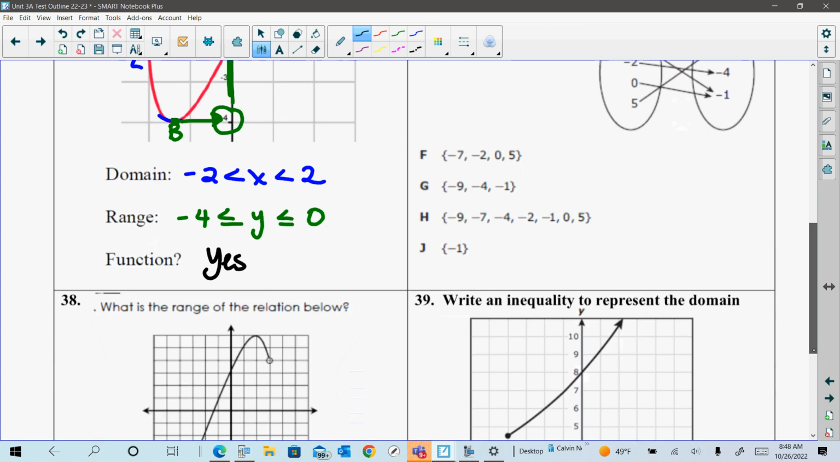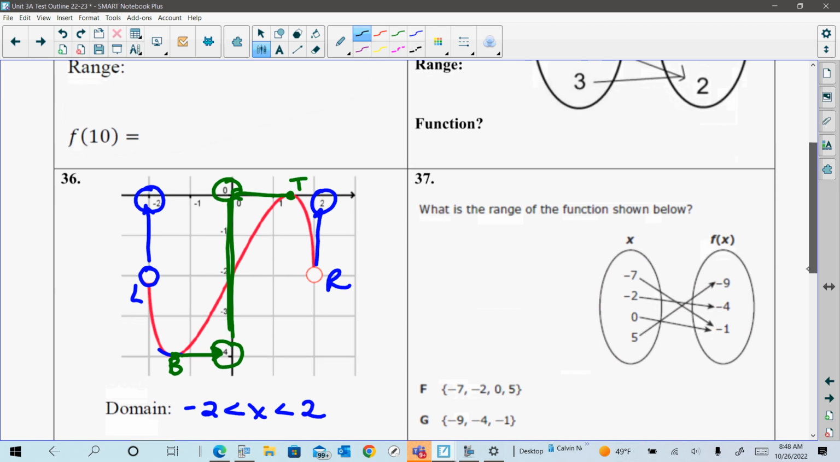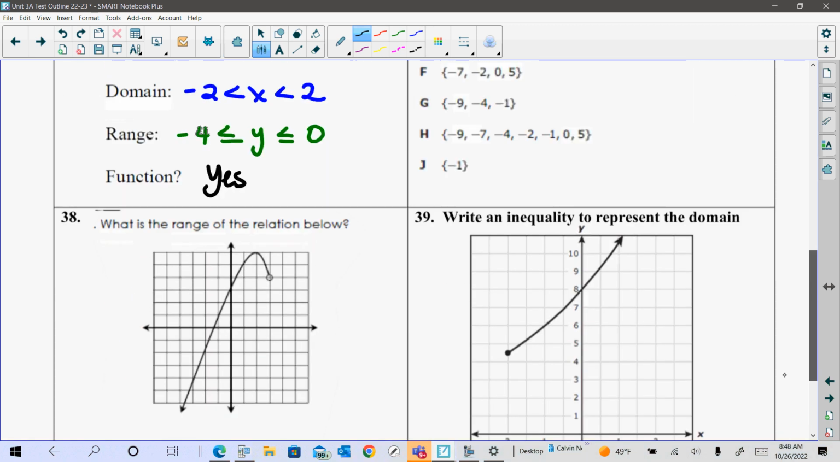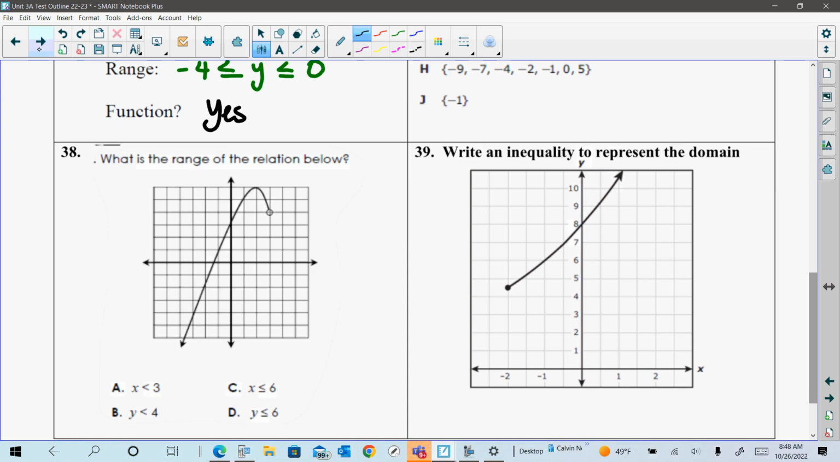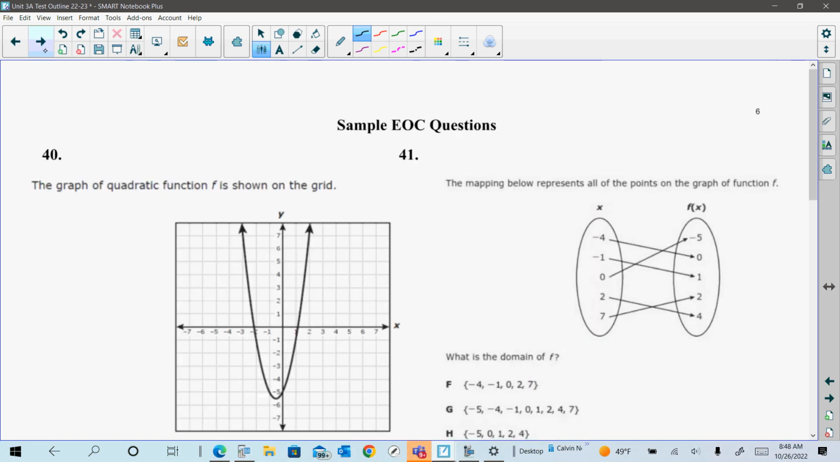Okay, so once you start getting 37 and on, well, 39 is open-ended, but 37, 38, you see how you got multiple choice questions, and then on the back, some more sample EOC questions. This is what you have to be able to answer for domain and range.